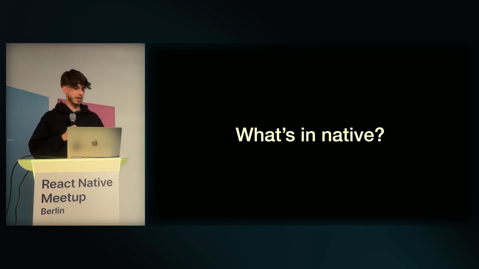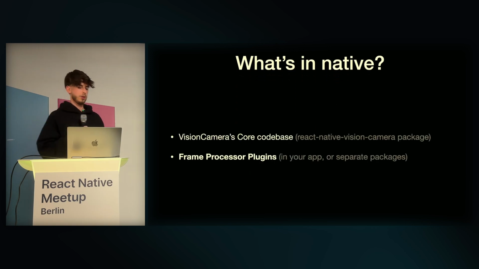So what exactly is in native then? Well, first of all, it's VisionCamera's core code base, which is pretty obvious. That's already native code. So all of the video queue setup code is in native code. And native code is, by the way, Swift on iOS and Java or Kotlin on Android, and a C++ layer in between. And also, frame processor plugins are native code. So if you write any frame processor plugins, maybe in your app, or you use some third-party libraries or packages, they are in native code as well.